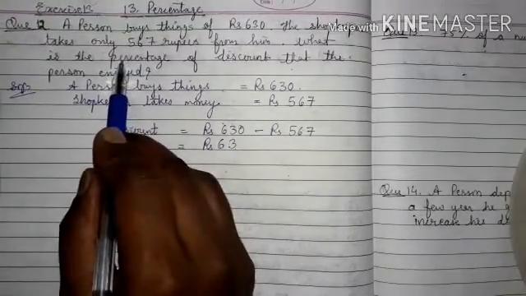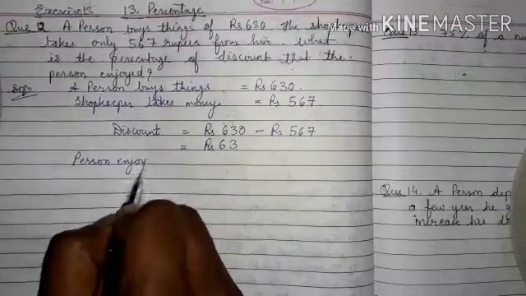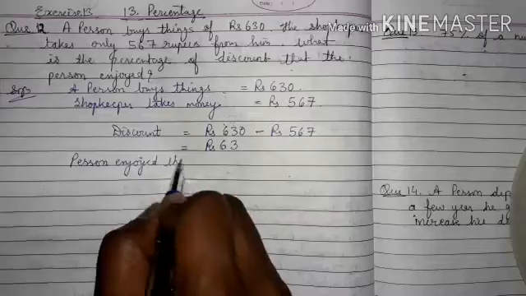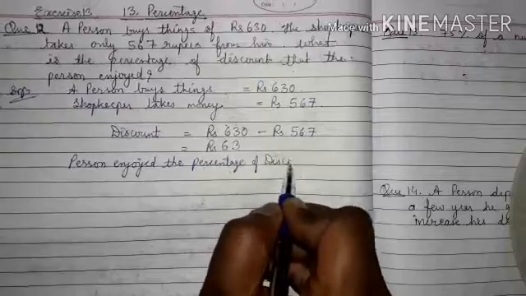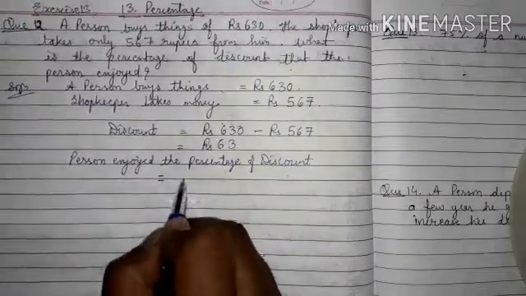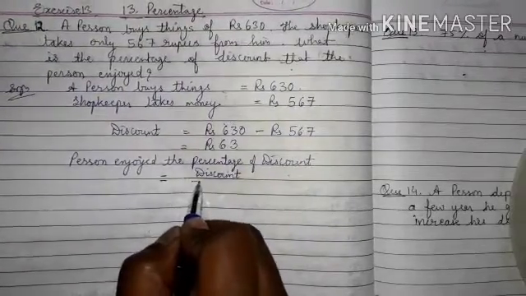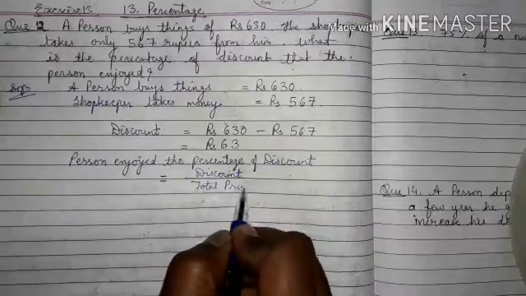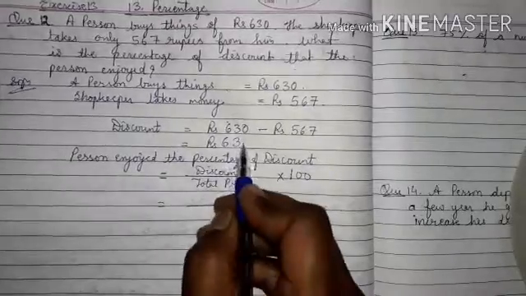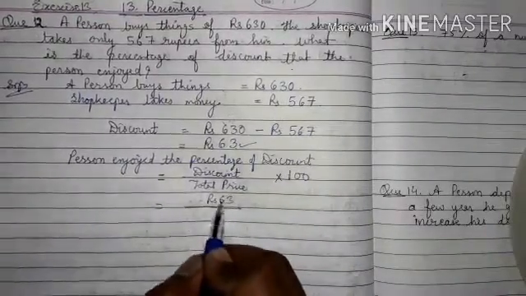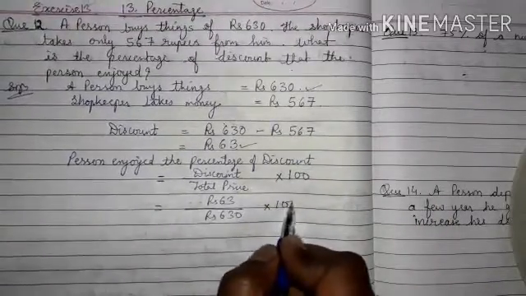Now we'll find the percent of discount. The percentage of discount the person enjoyed is equal to discount upon total price multiplied by 100. So here discount is how many? 63 rupees. Total price is how many? Rupees 630 multiplied by 100.